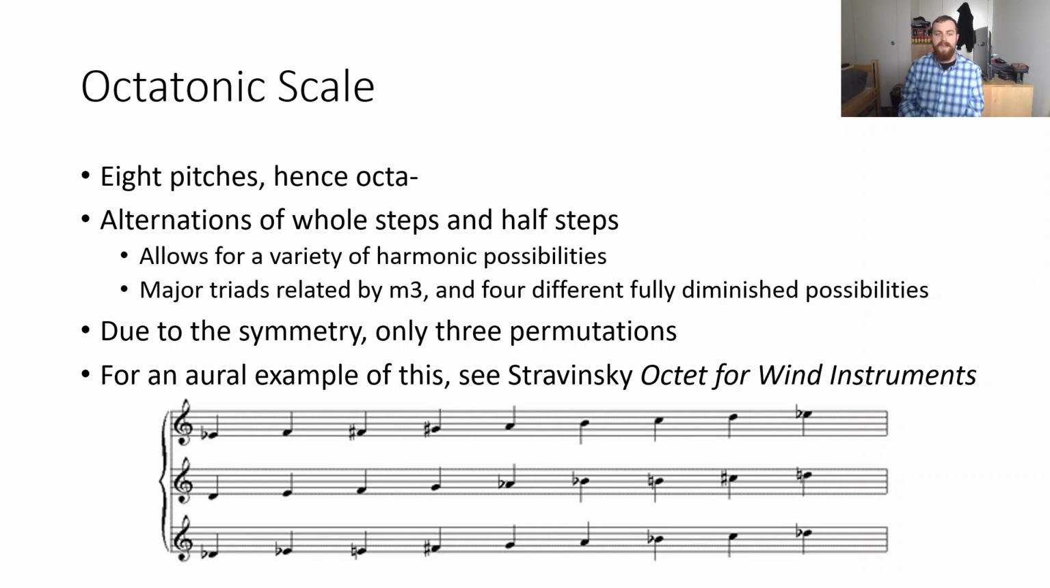So the other symmetrical scale that we've been talking about for a while now is the octatonic scale. 8 pitches, hence octa. This is an alternation of whole steps and half steps. They allow for a variety of wonderful harmonic possibilities because you can create major triads related by minor third, or 4 different fully diminished possibilities. Due to the symmetry, you only get 3 permutations, okay?